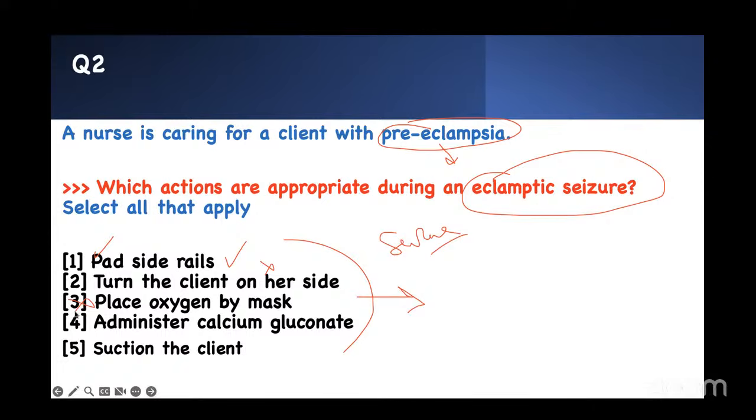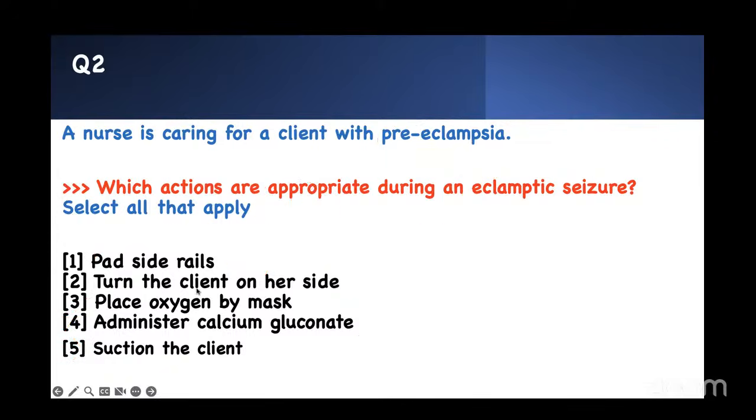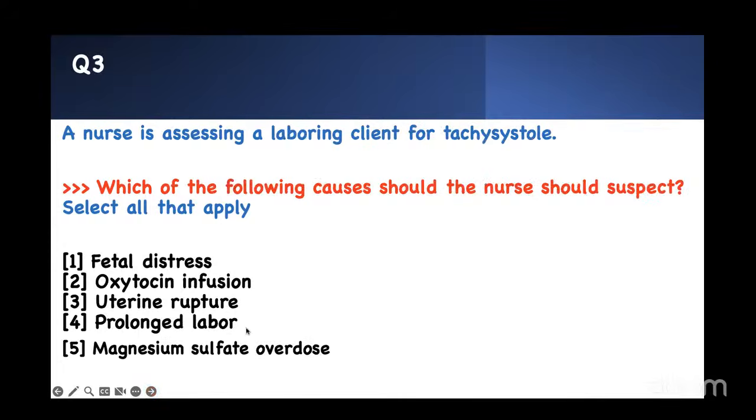Calcium gluconate is designed for what? Magnesium toxicity. You don't give it to a patient who is having seizures. And you don't suction the client who is having seizures anyway. So you see, 1 and 2 are your right answer. It's designed to trap you, to let you think that knee-jerk reaction you don't pick. But these are obstetric emergencies I want you to master so that next time when you see them, you can get rid of it and answer the question quickly.